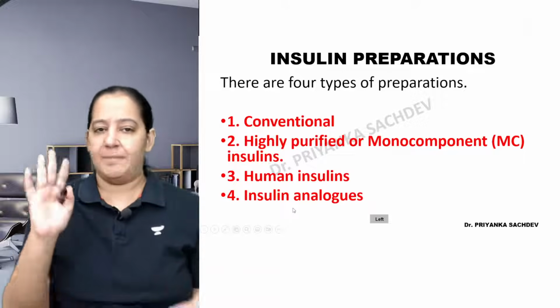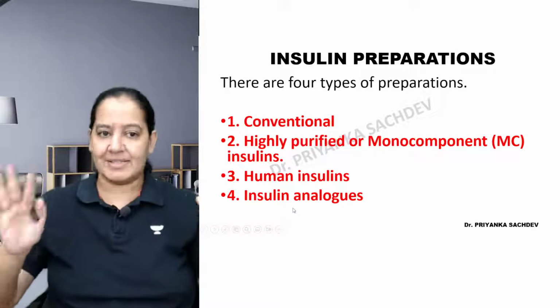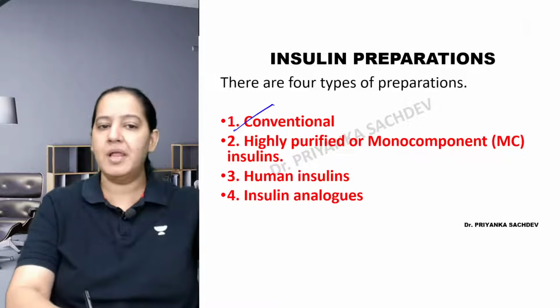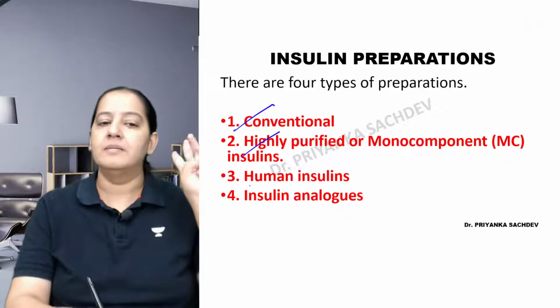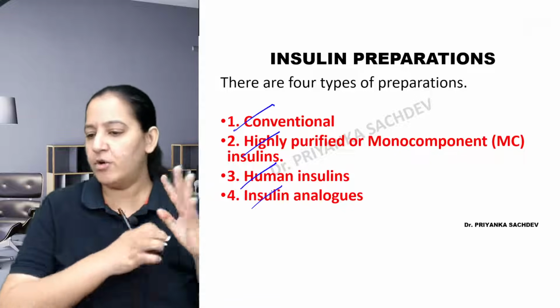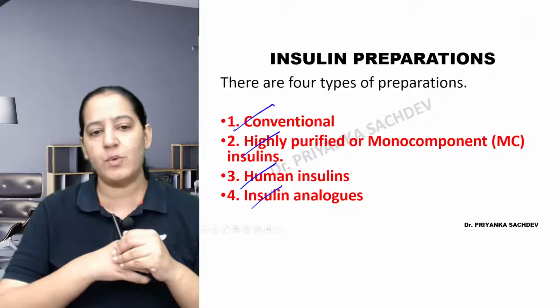So that is the 4 types of insulin, right? That is the first classification: conventional, highly purified, human, and analog. Have you got it? What does it mean?